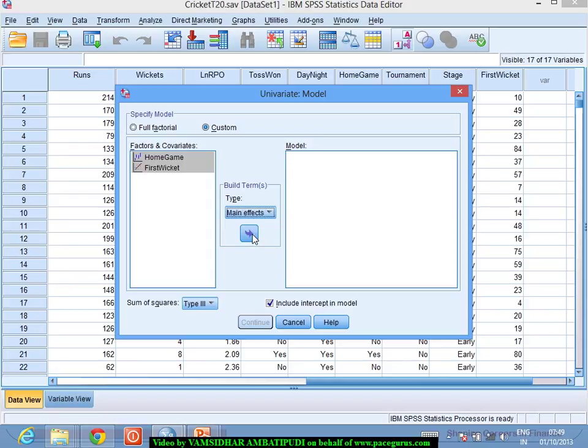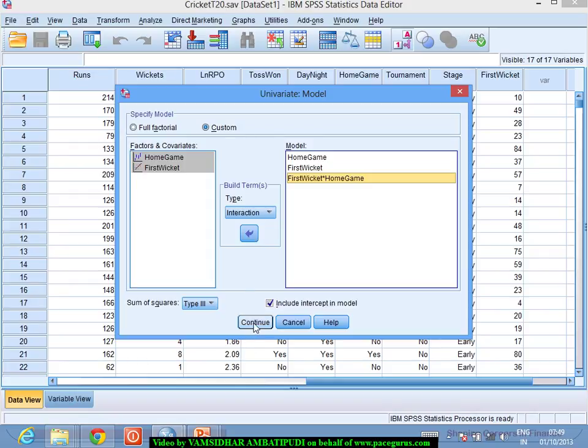Each of them I want to look at in isolation, to see how much they are impacting my runs per over. Along with that, I would also select these two and add the interaction between the two. As a combination, how much is the first wicket partnership getting impacted? Because of the combination, home game first wicket partnership versus away games first wicket partnership, to what extent is it influencing the total runs per over.